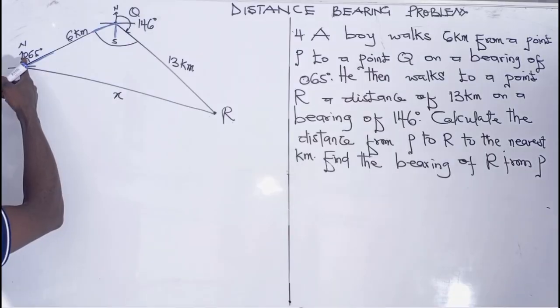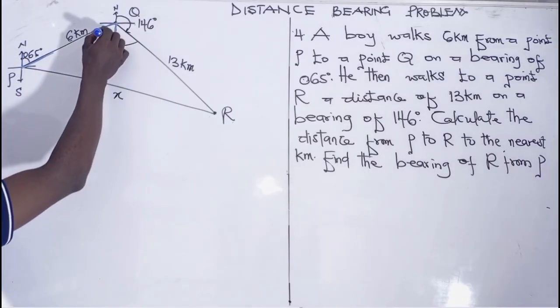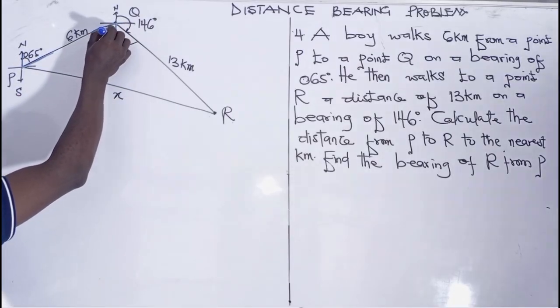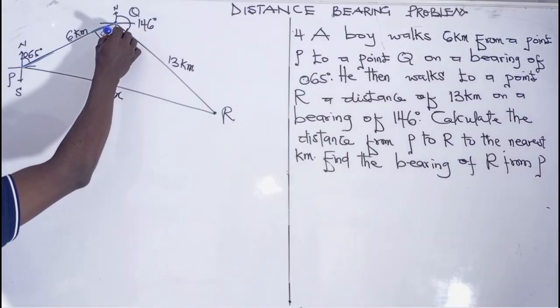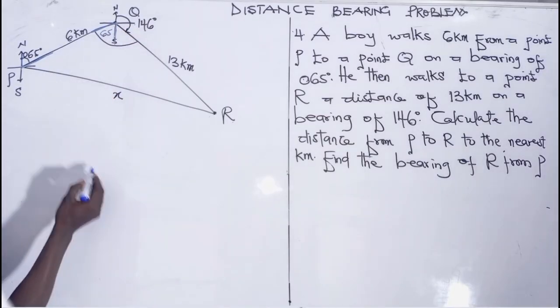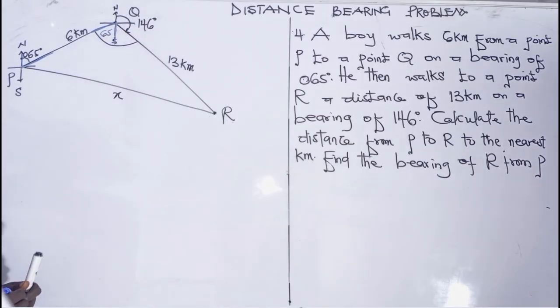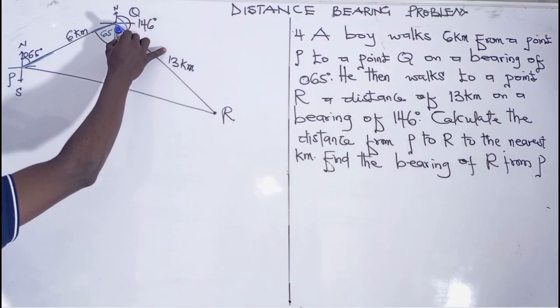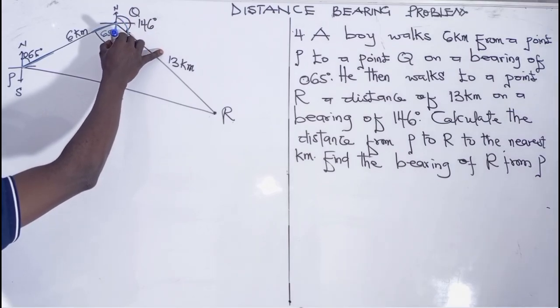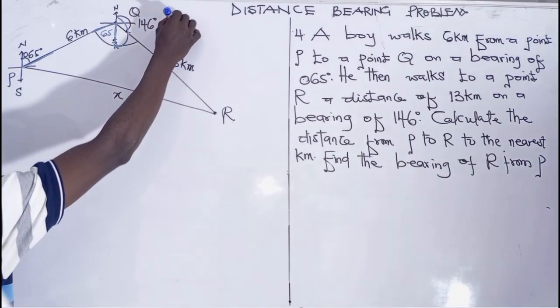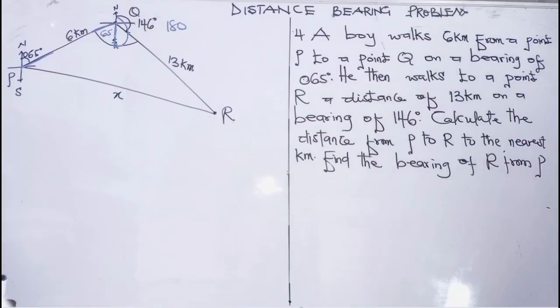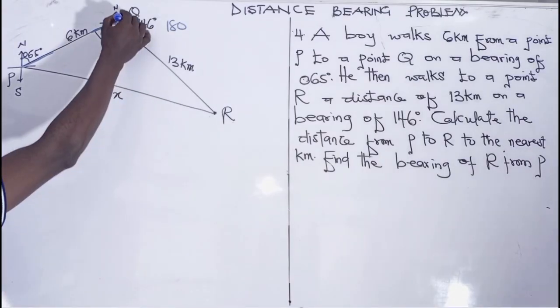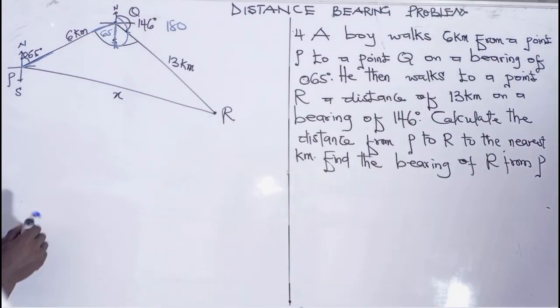If this angle is 65 degrees, then this angle will also be what? 65 degrees. Now let's look at this angle. You know that the measure of the angle from the north to the south pole is what? 180 degrees. And we are being given the measure of the angle from the north to this terminal.